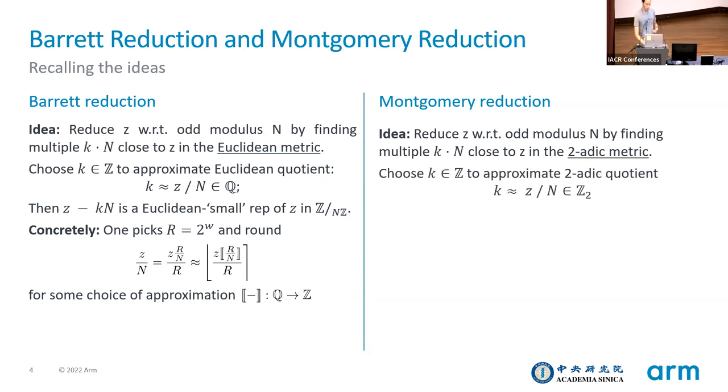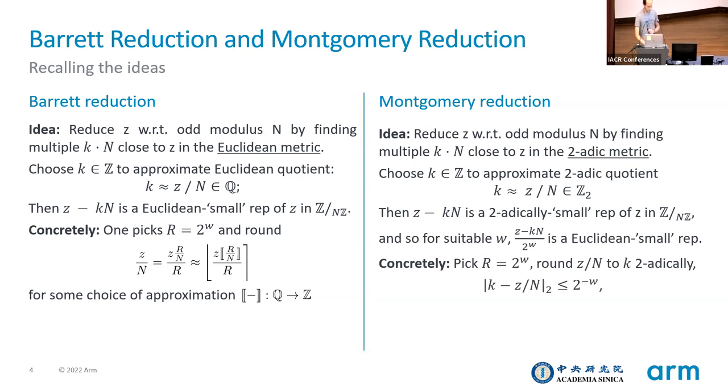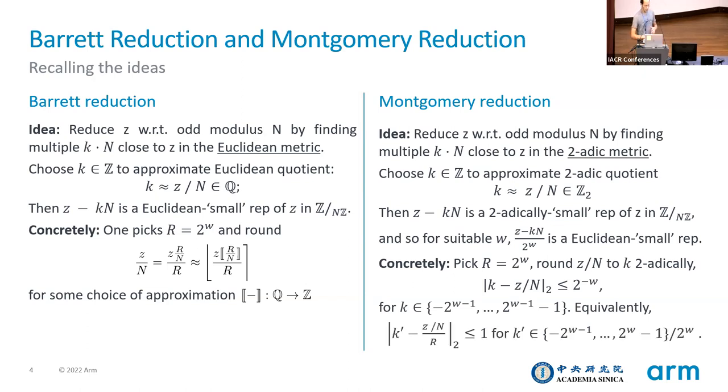So in other words, we are trying to choose K to approximate Z over N, but not in the Euclidean sense, but in the two-adic sense. And then Z minus KN is two-adically small, which, as I just explained, just means that it's divisible by a high power of 2. So then you can divide by that high power of 2, and then you get what you actually care about, which is a Euclidean small representative. And that's Montgomery reduction. And if you sit down and look at how you normally define Montgomery reduction, you will notice that what's precisely done is the following. Again, you pick a 2 power R bigger than N, and then you approximate Z over N in the two-adic metric to quality 1 over R. And the thing you're approximating it by is a number between minus R/2 and R/2. And you can normalize the whole thing by this number R. An alternative formulation would be to approximate Z over N over R by a number between minus 1/2 and 1/2 to the quality 1.